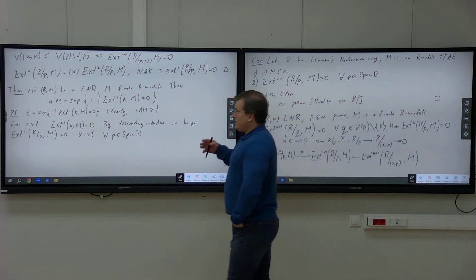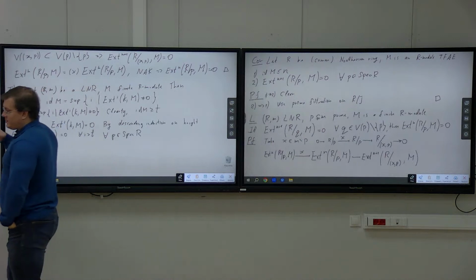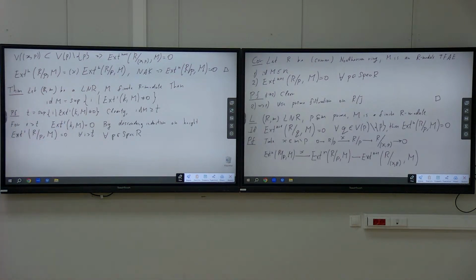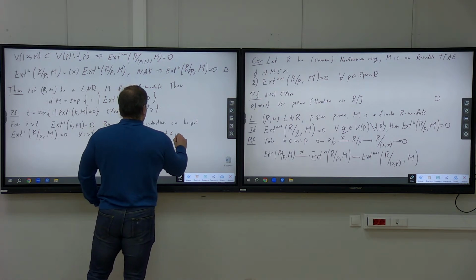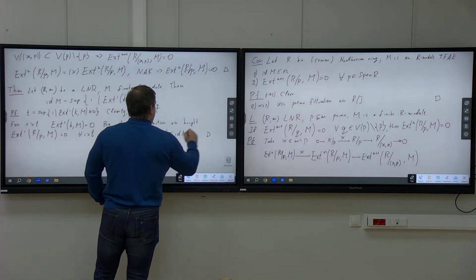And then you just use this induction: this for height maximum minus 1, this for height maximum, etc. And now you see that you have this vanishing for any prime ideal, for any I greater than T, so you can as well just plug in here any module, and this gives you exactly the inequality in the other direction. End of the proof.